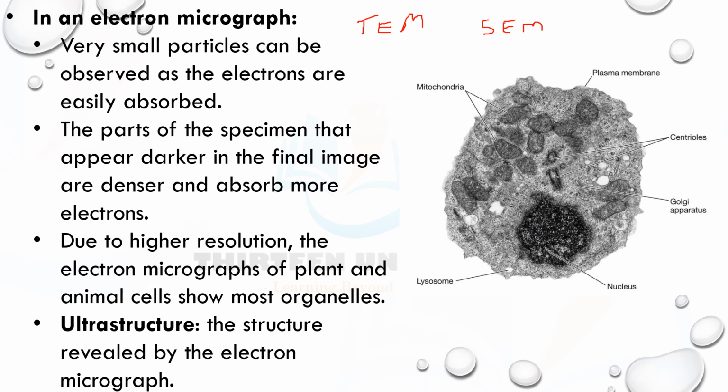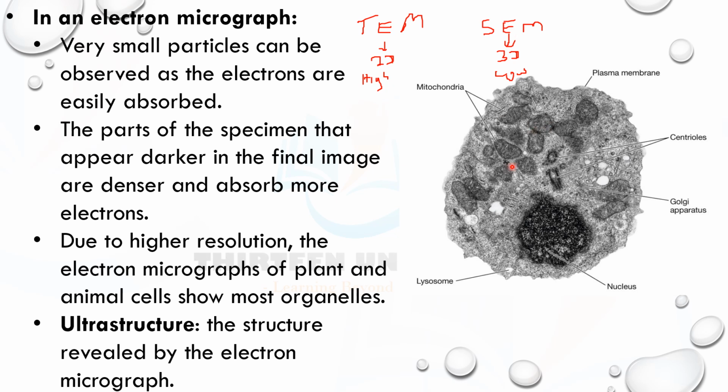So TEM gives us image in 2 dimension. Okay, 2D. The image is 2D. The image in SEM is 3 dimension. Okay, length, width, and height. But this TEM has high resolution. It shows us ultra structures. Higher resolution, right? SEM gives us low resolution. Okay, so TEM shows a tiny section of the specimen, while the SEM shows us the surface contours.